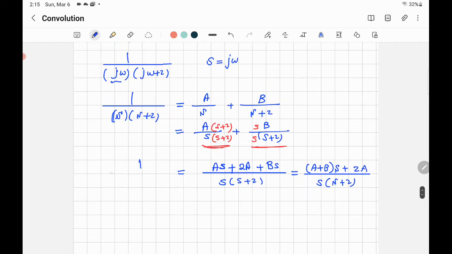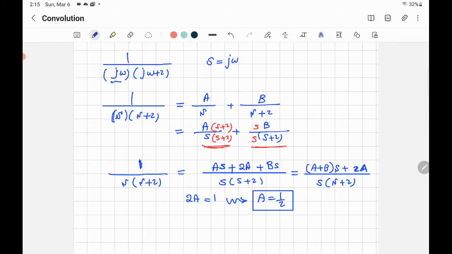What do you have on the other side? You have 1 over s plus 2. This constant equals this constant. This is the constant, 2a. So you have 2a is equal to 1. From that you get a is equal to half. So that's the first one.